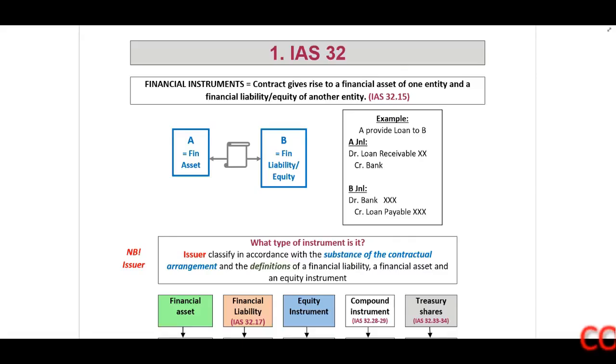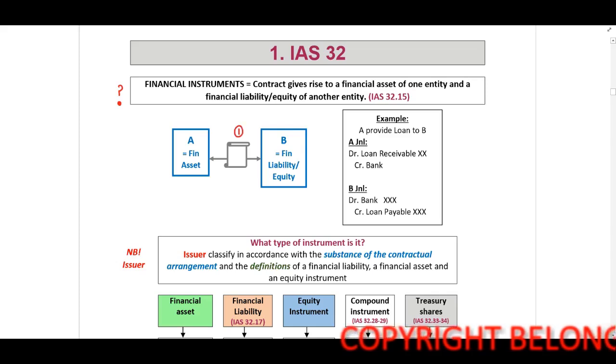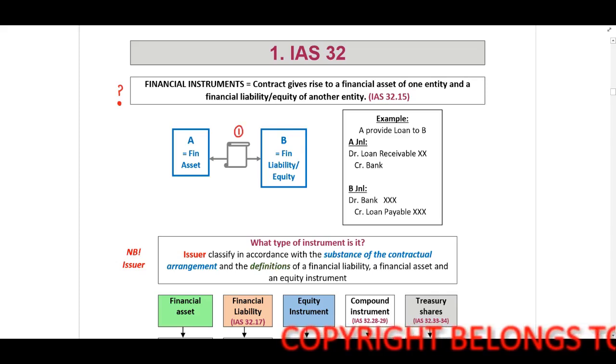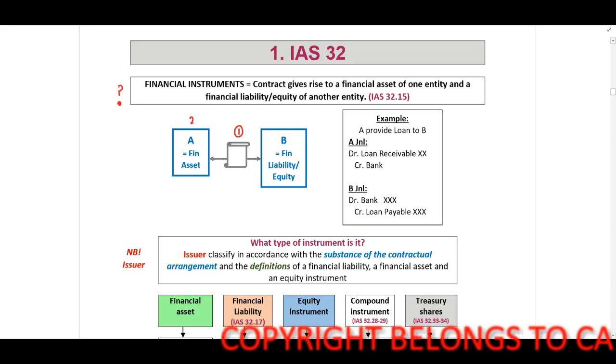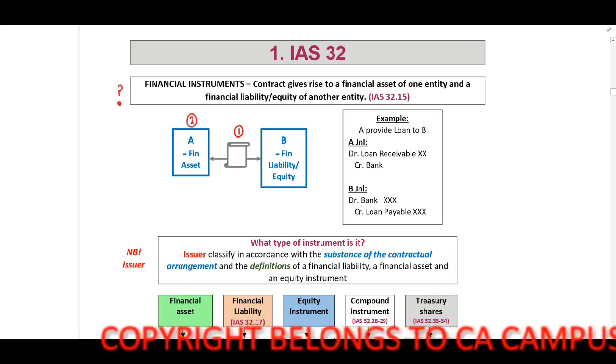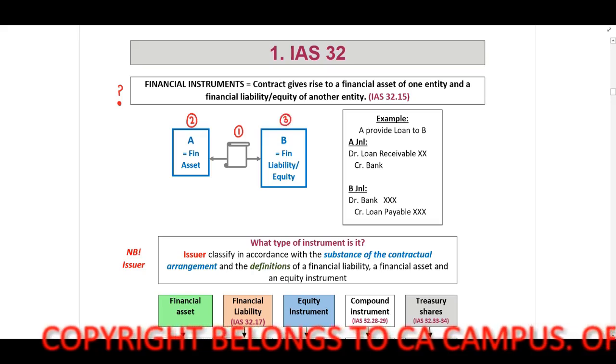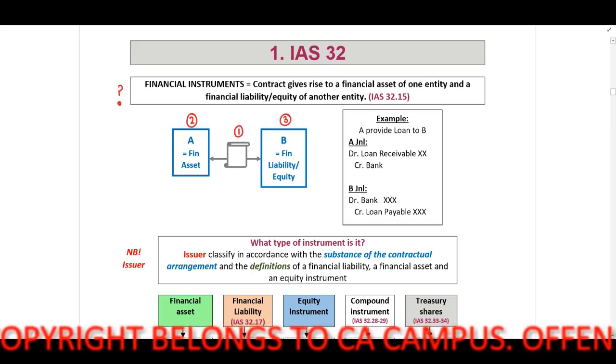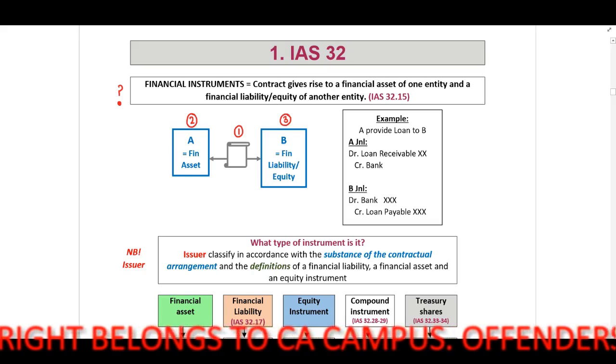IAS 32. First, we need to determine what is a financial instrument. Now, this will be a contract between two entities, where this contract gives rise to a financial asset in the records of the one entity and a financial liability or equity in the records of another entity.